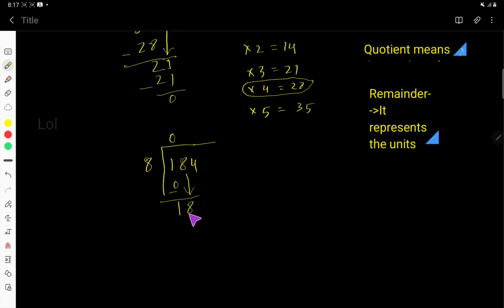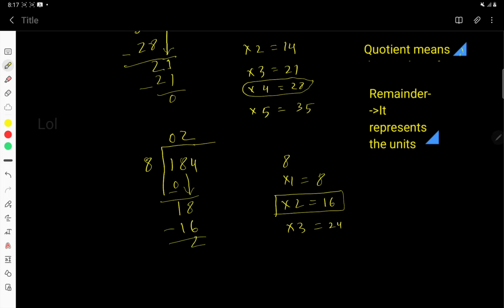8 goes into 18 how many times? Look, we need the multiplication table of 8. 8 times 1 is 8. 8 times 2, just add 8 to this, so 16. Then 8 times 3, just add 8 to this 16. That is 24, right? But we have 18, so we have to stop here. So 8 goes into 18 2 times. 2 times 8 is 16. Subtract, then bring down this 4.